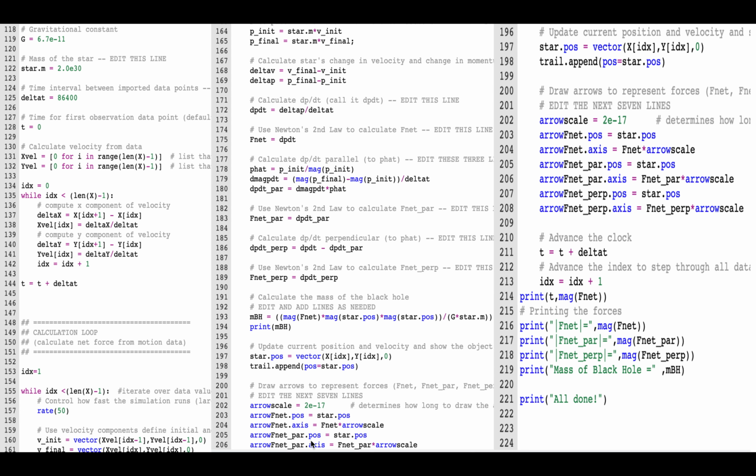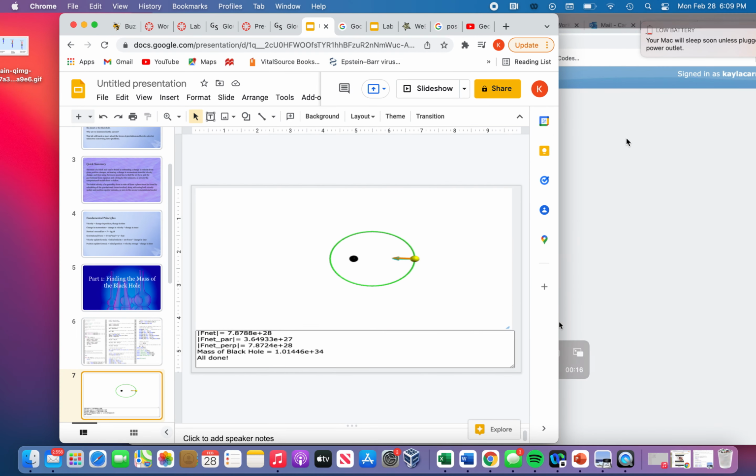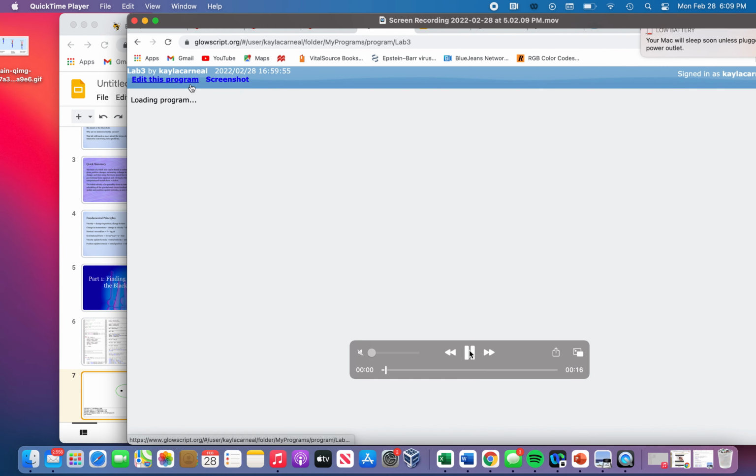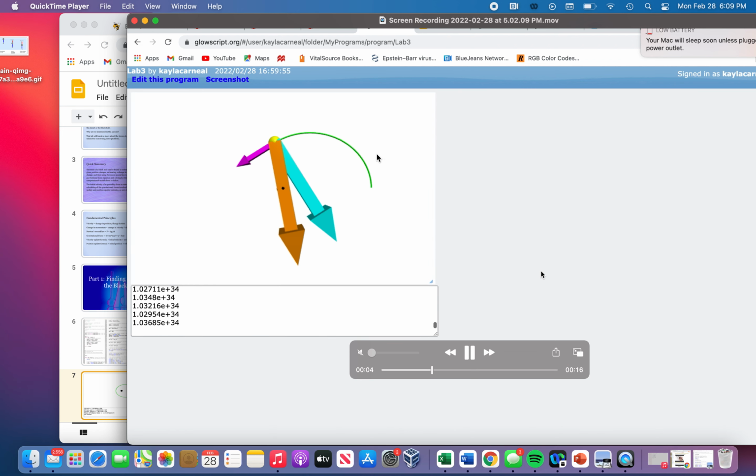And then over here we have our arrow scale. This is just going to show us all of our nice forces. And let's go ahead and show you the video of that code when you run it. So right here you can see the parallel and the perpendicular forces as well as the net force with those three arrows. And it's just going to go right around that black hole.